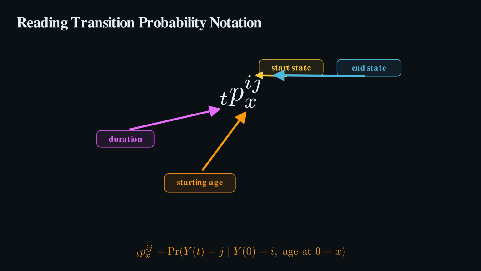tpxij is the probability of finishing in state j after duration t, given that we start in state i at age x. t is the duration, x is the starting age, i is the start state, and j is the end state.